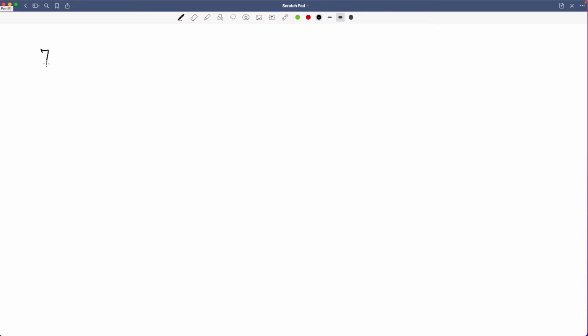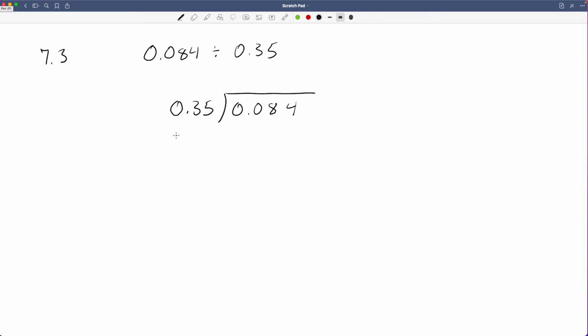So let's do a problem, and I'll show you what that means. We have 0.084 divided by 0.35. So that is 84 thousandths divided by 35 hundredths. So let's set it up. We have 0.084 divided by 0.35. So we adjust first by moving the decimal place whatever places the divisor tells us to move it.